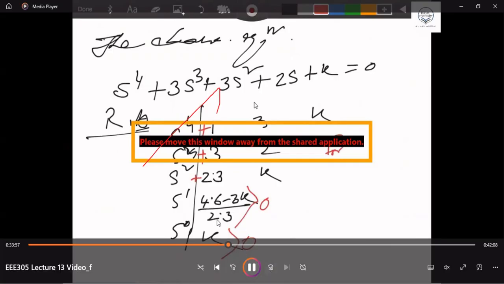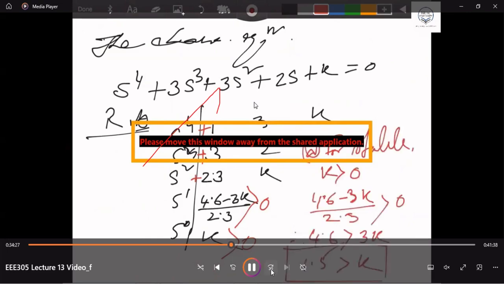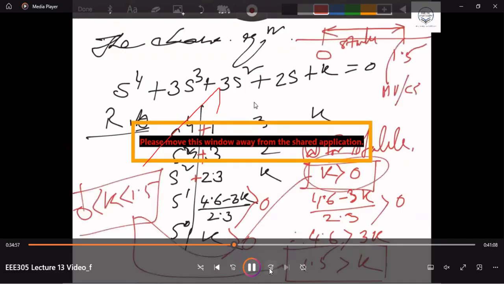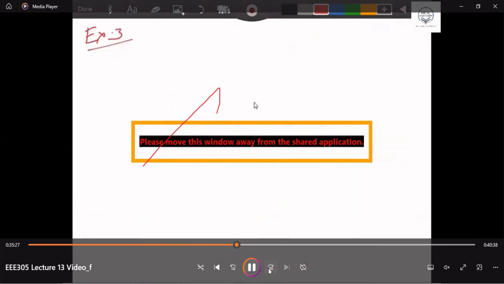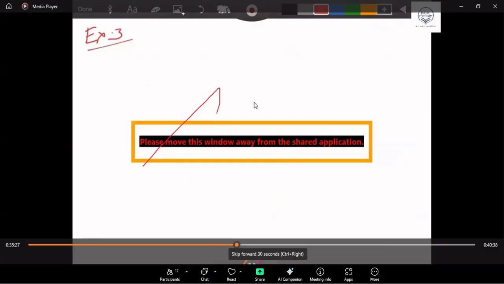Okay, now listen. This is the way you have to find, and the answer is coming here. K is less than 6. I'm sorry, 1.5, equal to 1.5, more than 1.5. That's the way you have to find the solution. So K equal to, this is the way. Hopefully you understand this particular question. I'm going to finish with this question and then go back.